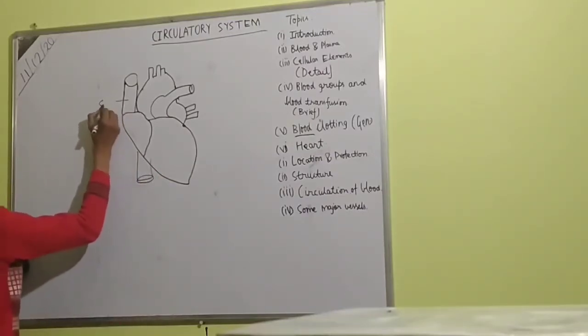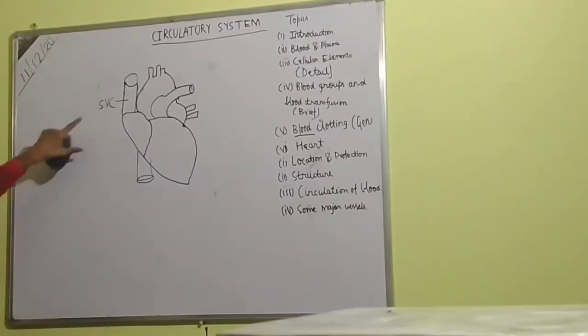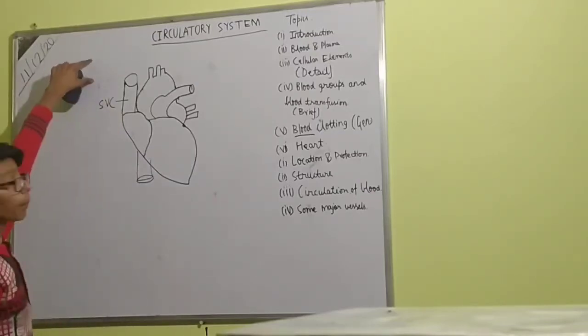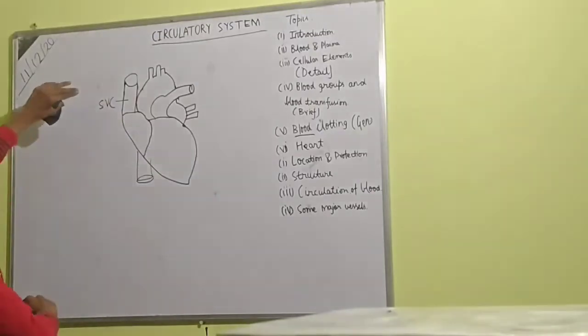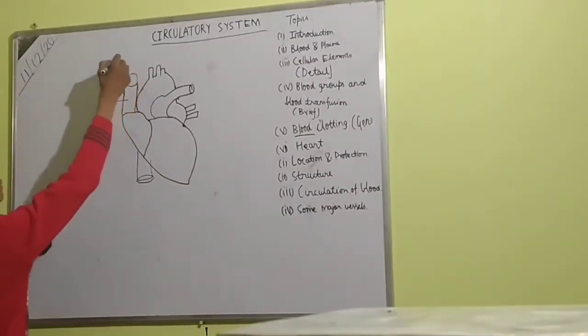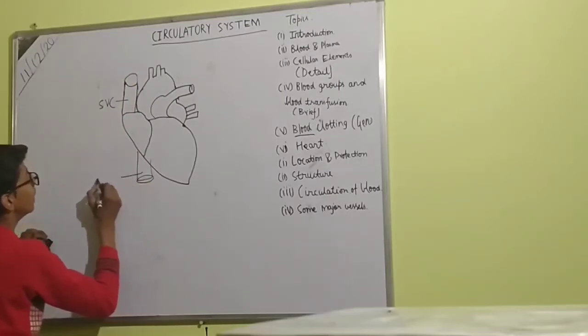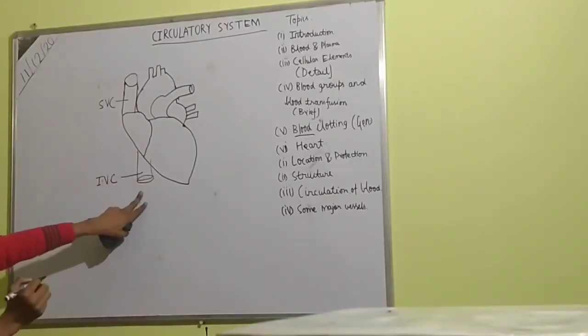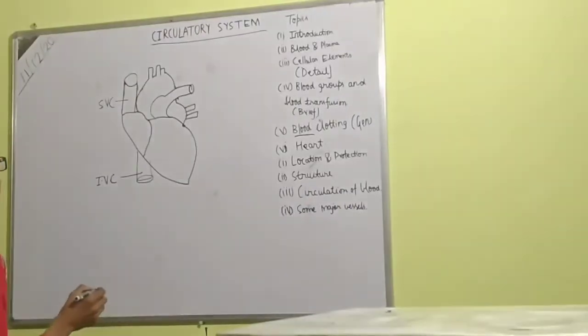This is superior vena cava, which collects blood from the upper part of the body, which means the parts which are above heart. It collects deoxygenated blood from the upper part of body. And similarly, inferior vena cava. Inferior vena cava collects deoxygenated blood from the lower part of body.